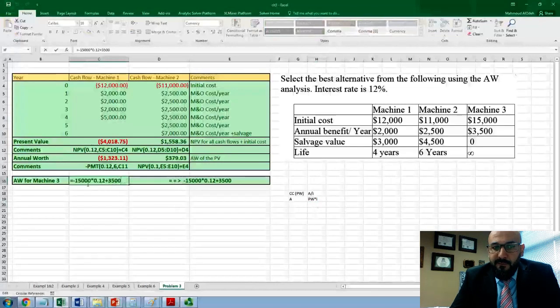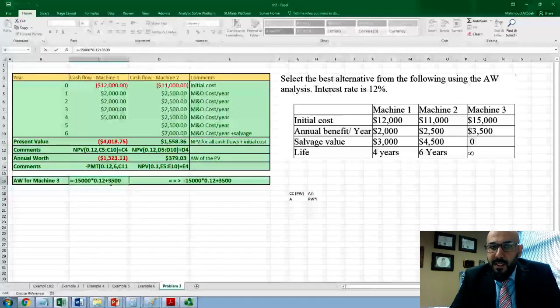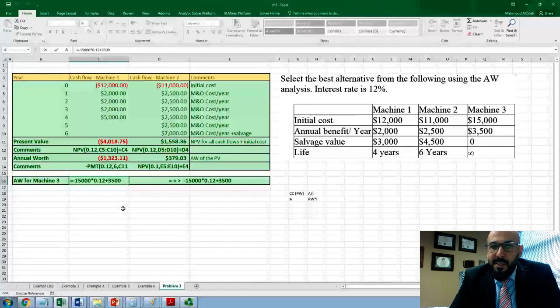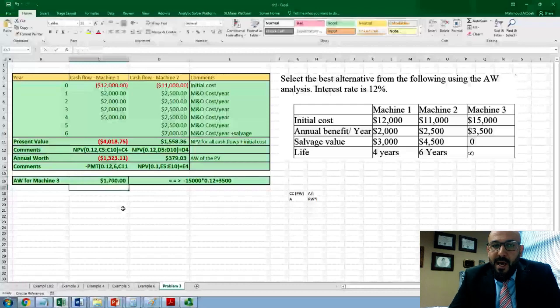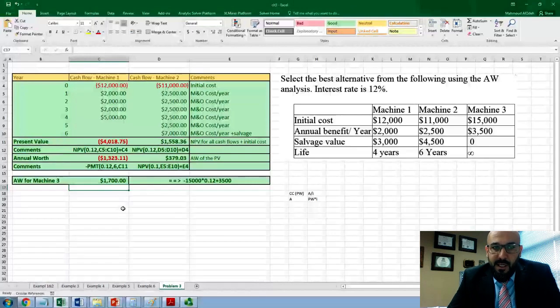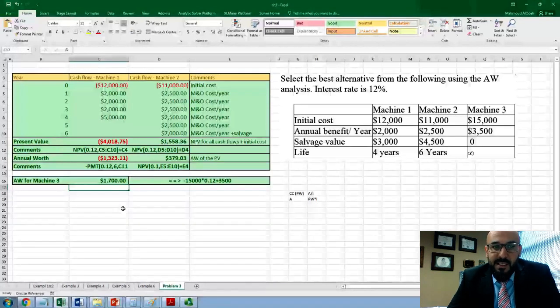So we multiply negative 15,000 times 12% and add to that $3,500 to find the annual worth for the whole machine, and that would be $1,700. $1,700 is the annual worth for this machine, and this gives you the conclusion that machine 3 should be selected because it has the highest annual worth.